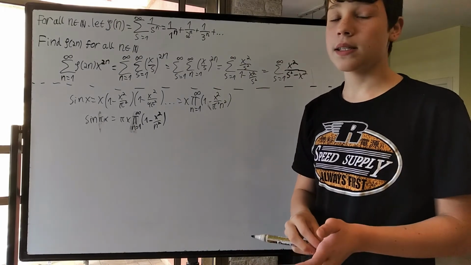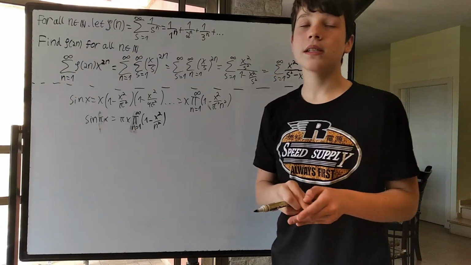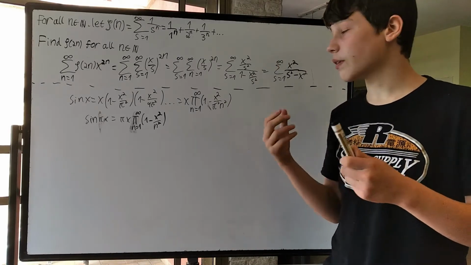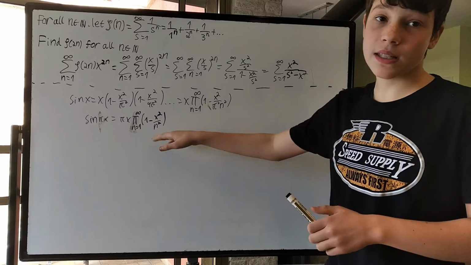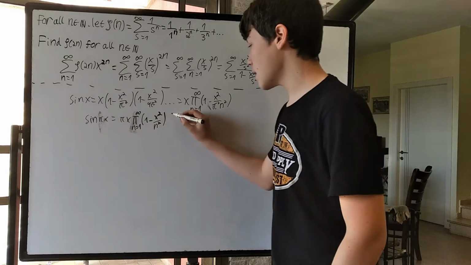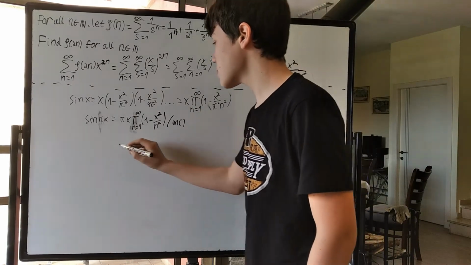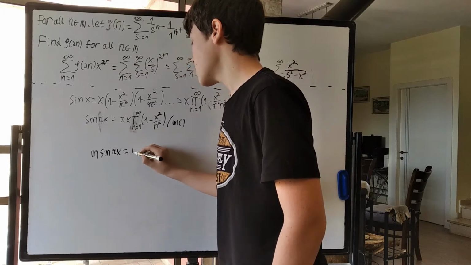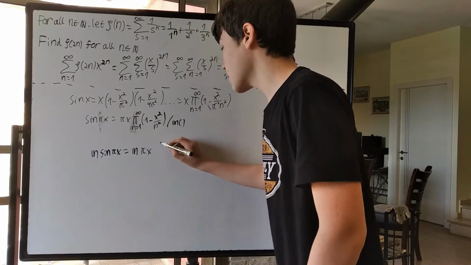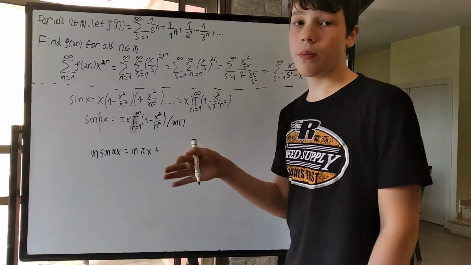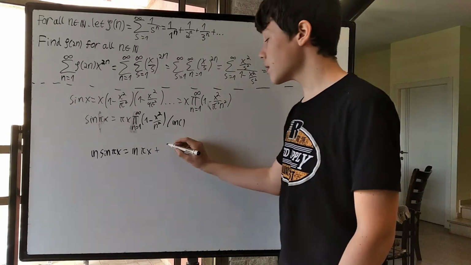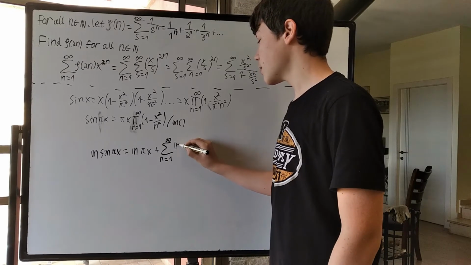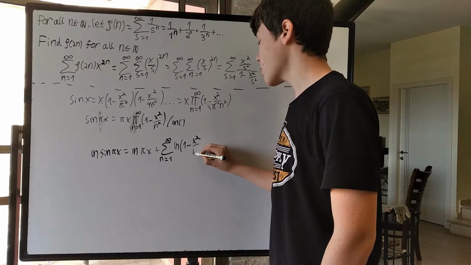Now, since we have a lot more tools to deal with infinite sums rather than infinite products, we're going to transform this into an infinite sum by taking the natural log on both sides. So we have natural log of sine pi x is equal to natural log of pi x plus, now the natural log of the product is the sum of the natural logs, so this is the sum as n goes from 1 to infinity of natural log of 1 minus x squared over n squared.